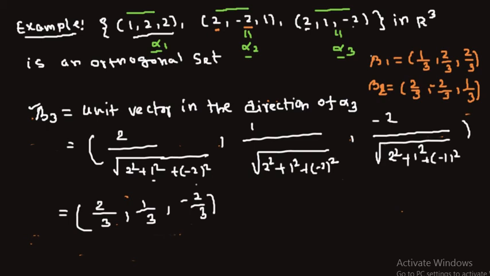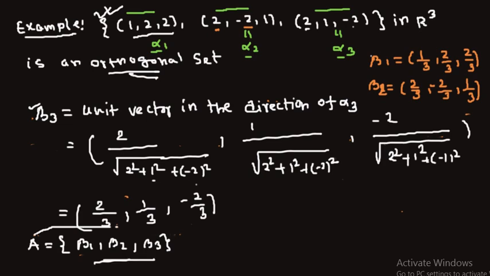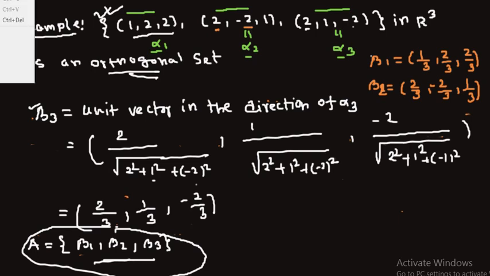From this example we get a set A which contains beta 1, beta 2 and beta 3. From this orthogonal set of vectors we found a set. Let me check whether this set is an orthonormal set or not. First of all, let me erase this part. So here we have the set A, which I think I remember.